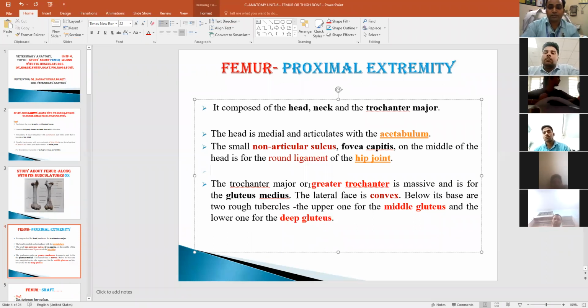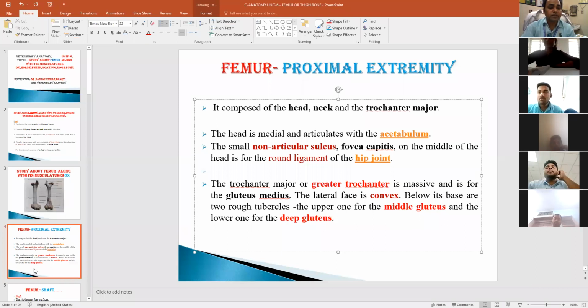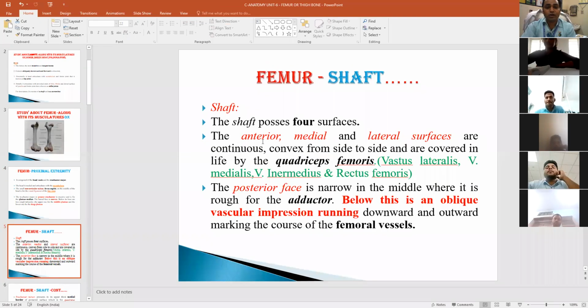Now trochanter major. We all know the trochanter major is the massive part for the gluteus medius muscles, and its lateral face is convex. Below that, at the base, there are two tubercles, which are for the gluteus medius and deep gluteus. We have already discussed this in the previous classes. Now the shaft, we have already completed the structure of the shaft.